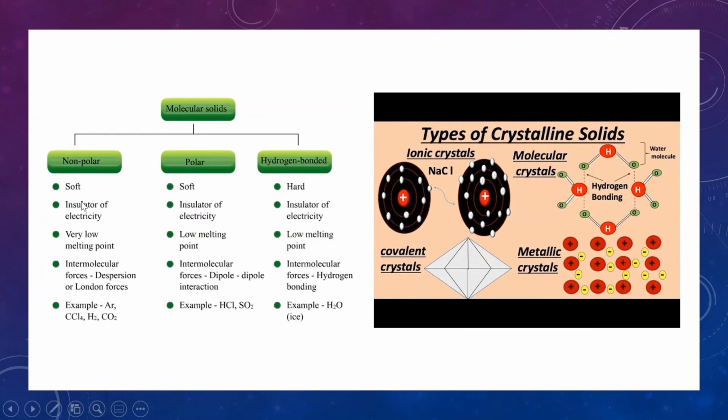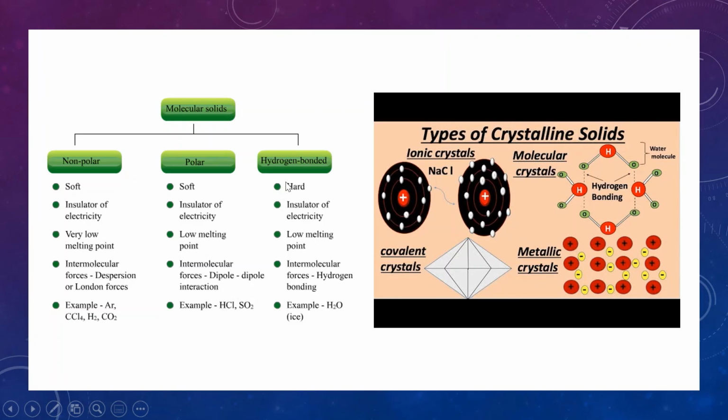And then the properties I have also explained. Non-polar molecular solids are physically soft. They are insulators of electricity. They have a very low melting point. The intermolecular force of attraction is London force or dispersion force, which is the weakest among all and comes under van der Waals force. Examples are argon, a noble gas, CCl4, H2, CO2. Polar: just now I gave an example of polar, that is HCl. They are also soft because they come under molecular solids. Insulator of electricity, low melting point, and the force of attraction is dipole-dipole interaction.